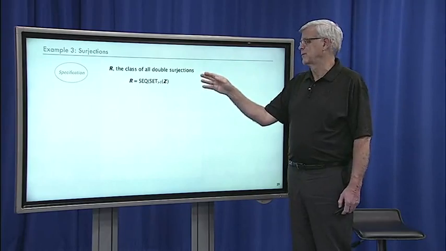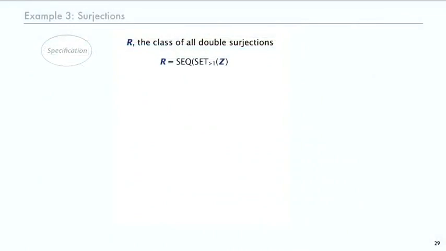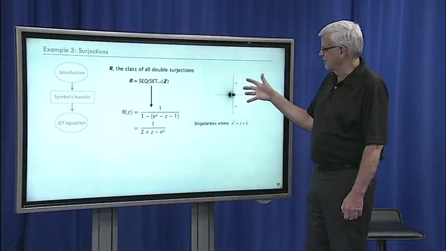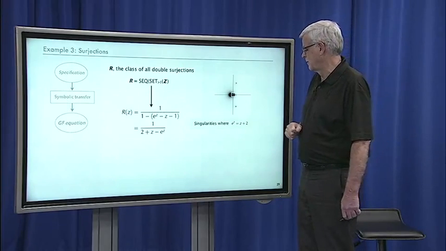It's a sequence of sets where the sets are all of size 2 or more. That translates to the generating function: sets of size 2 or more is e to the z minus 1 minus z. Sequence is 1 over 1 minus that. So we have this generating function for r of z. Again, it's meromorphic, a ratio of 2 analytic functions. What we care about is when the denominator is 0. This one's getting to be a little more complicated in terms of the singularities, but the key point is that there's only one on the real line. It's closest to the origin. The others are going to be exponentially small.